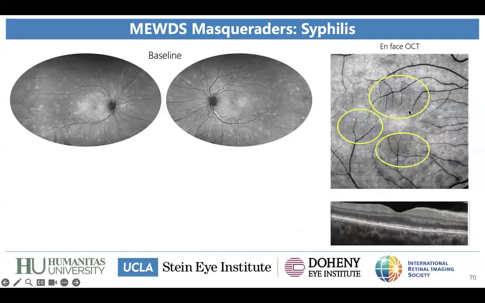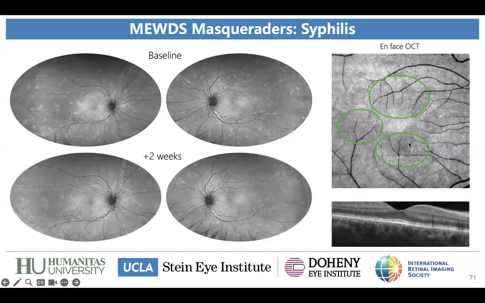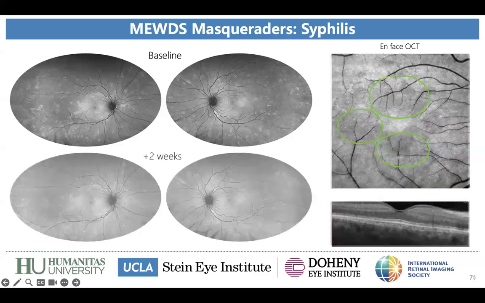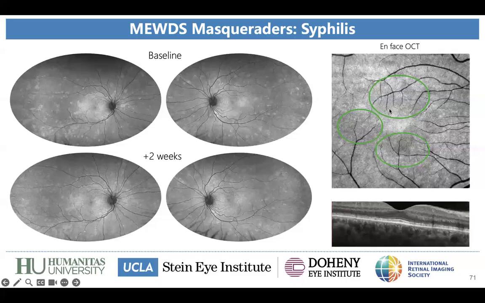I'll show you again. If you look at the zoomed circles, you can see the resolution of the spots and dots. This can be a very useful way to monitor the improvement and the response to therapy in these patients.